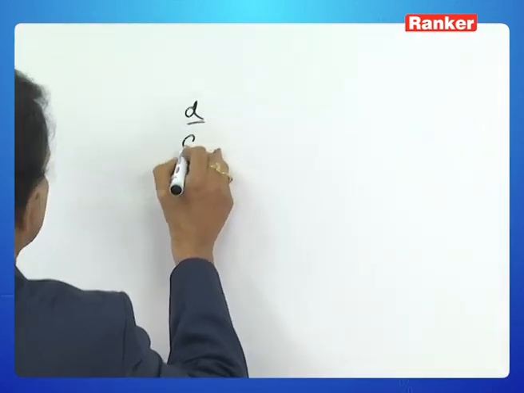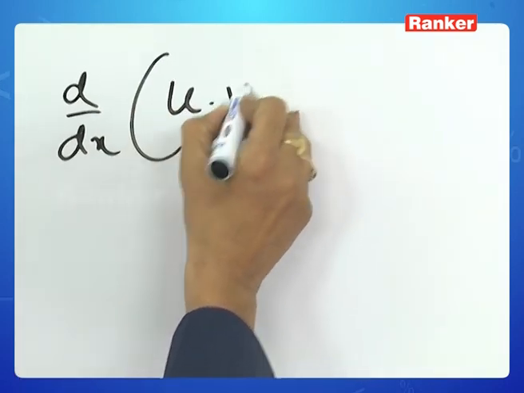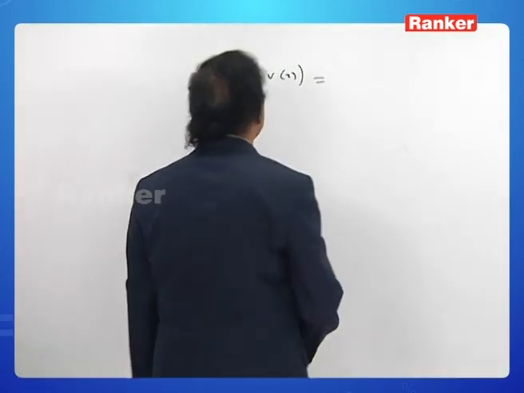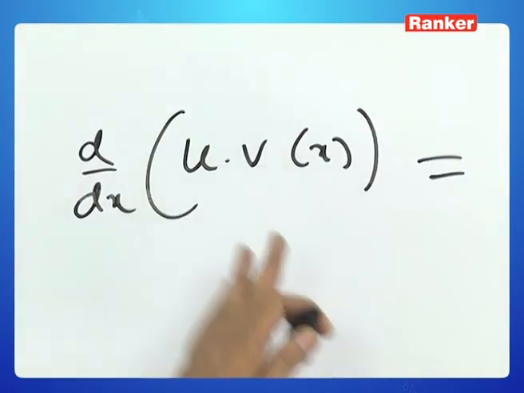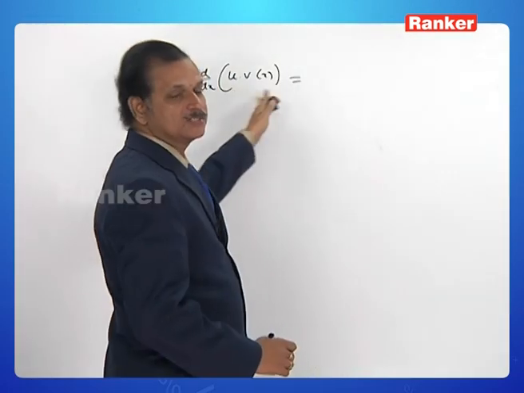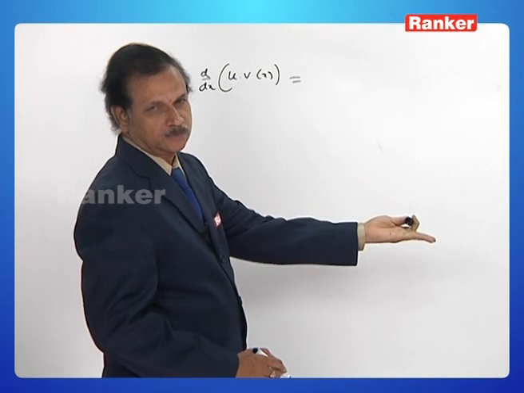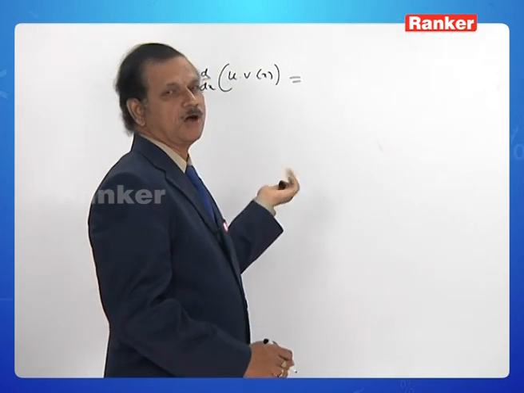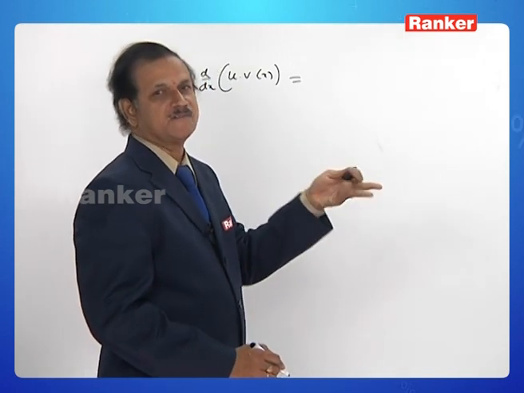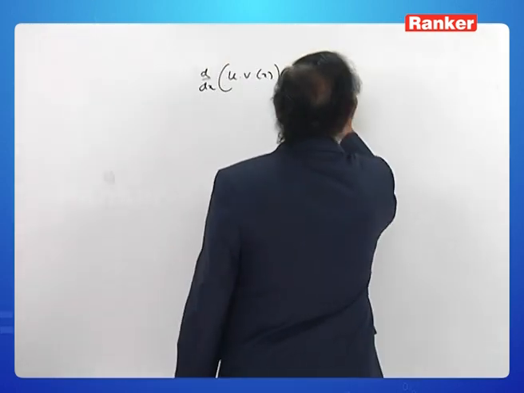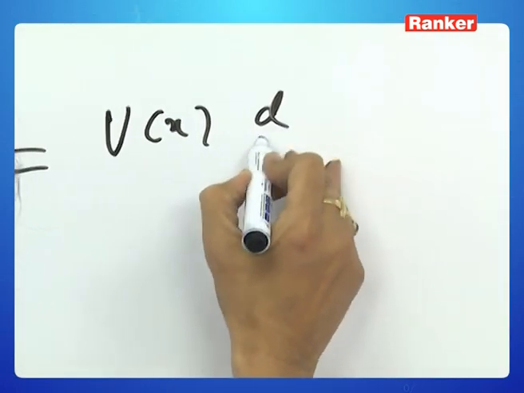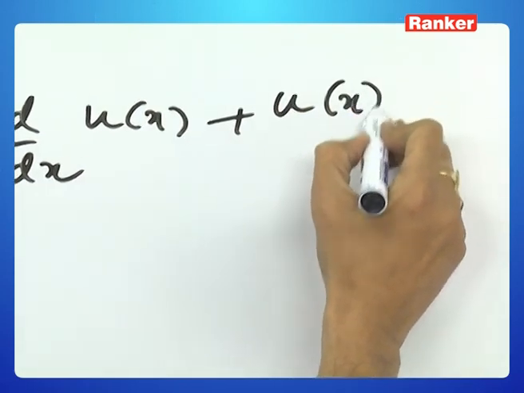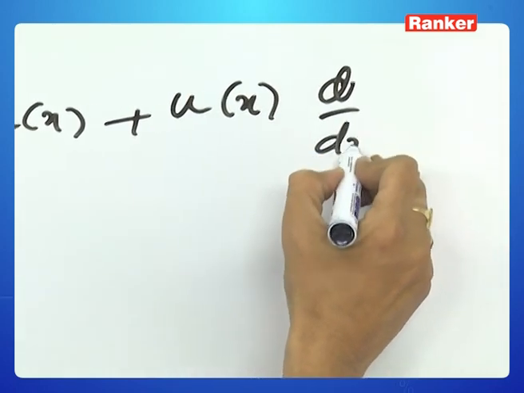d by dx of u into v of x is derivative of first one plus derivative of second one. While forming the derivative of first one, second one will be followed just simply, and vice versa. What I mean to say is, this is v of x into d by dx of u of x plus u of x into d by dx of v of x.